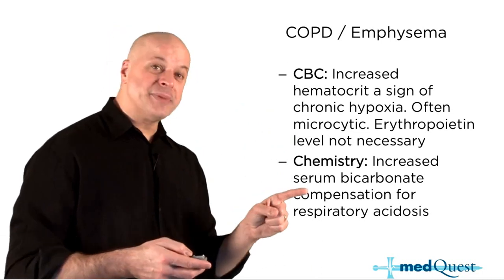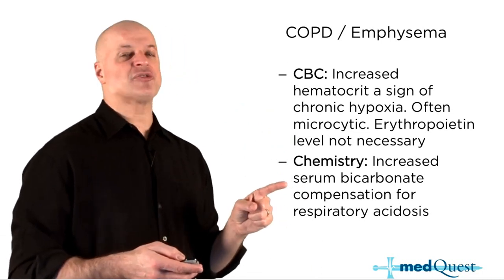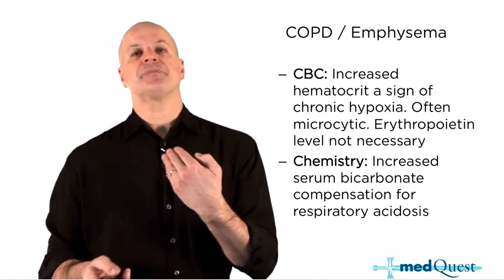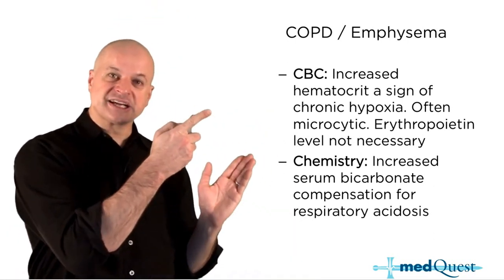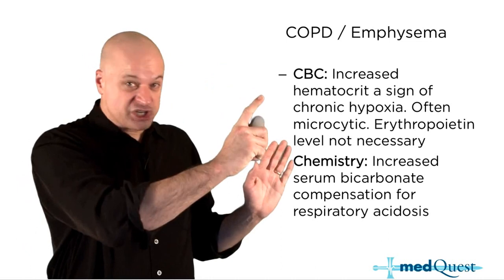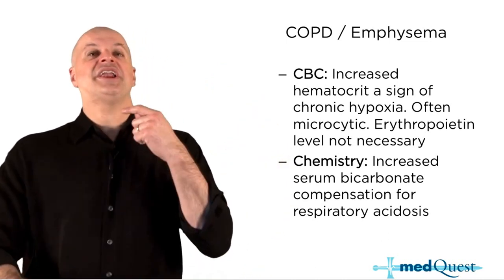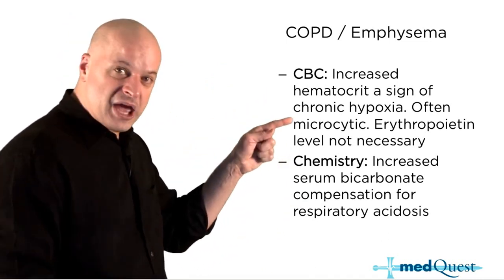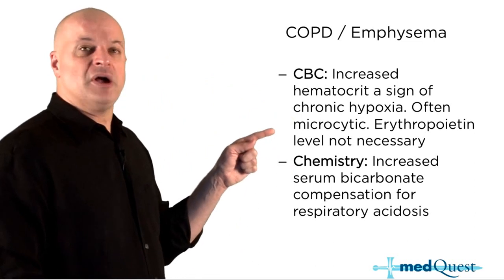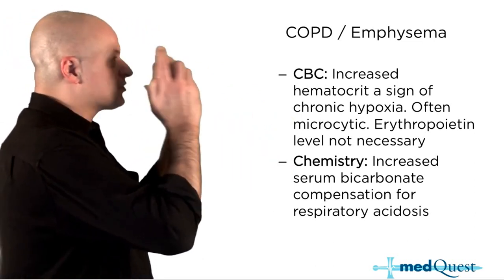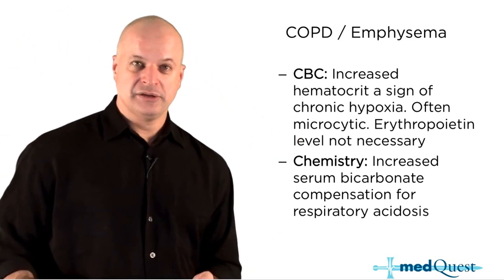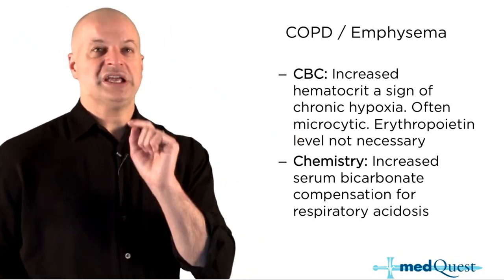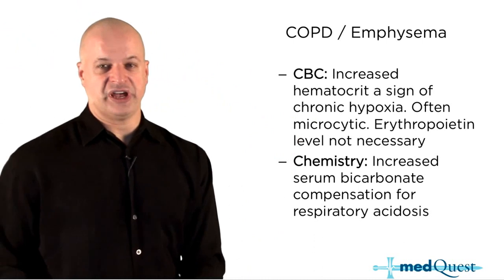The bicarbonate is compensation for the respiratory acidosis. This is a perfect example of saying, I'm going to order things not based on whether they actually are abnormal, but that I know what could be abnormal. I know that COPD is one of only 3 causes of microcytic erythrocytosis. Increased count, small cell size.